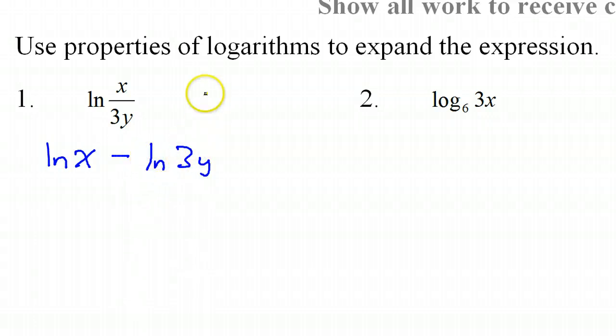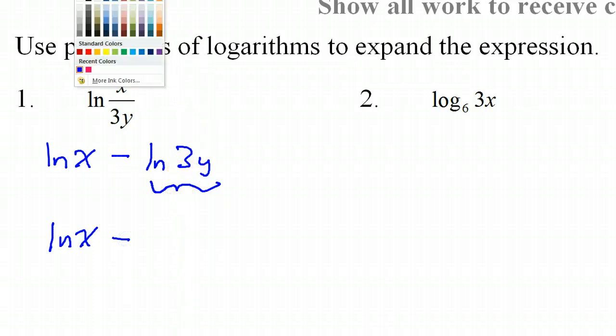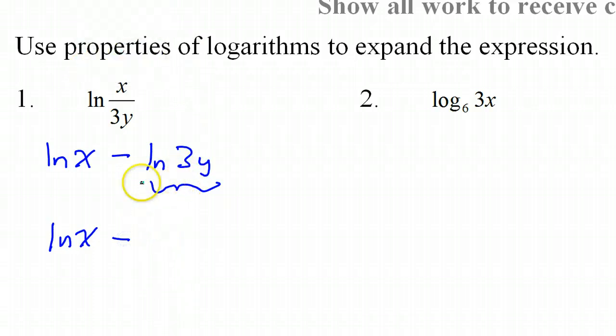Now we can expand this further because there's still a product in there, the 3y. So I will bring down my natural log of x minus. Now you must be very careful on this part. Because there's a minus in front, if I expand this into a sum, which I'm about to do, this minus has to apply to both parts of the sum. So I really need parentheses around it suddenly. So I will do natural log of 3 plus natural log of y.